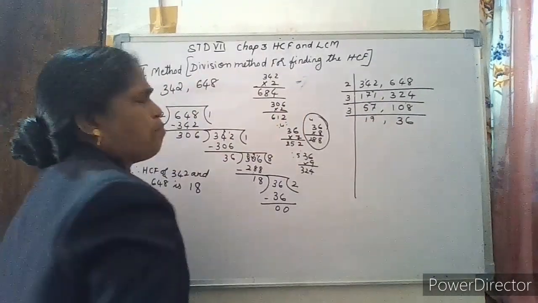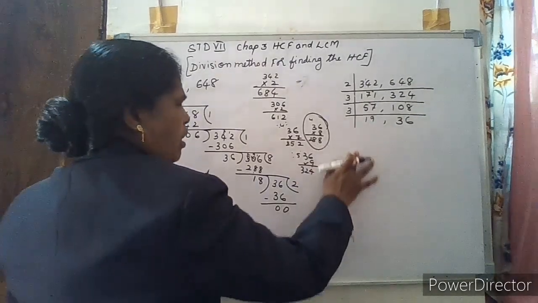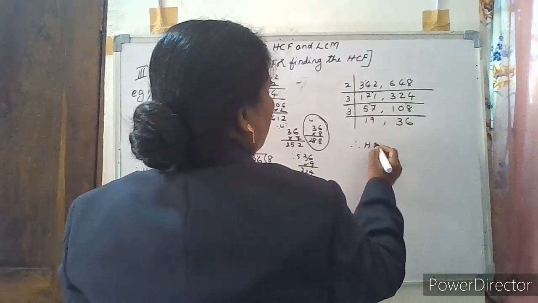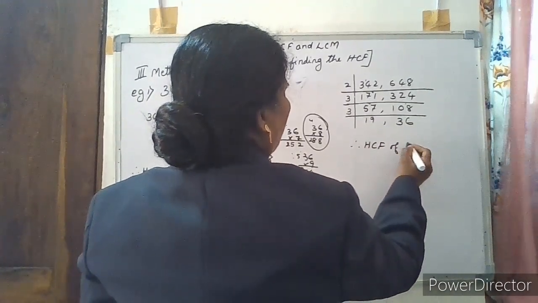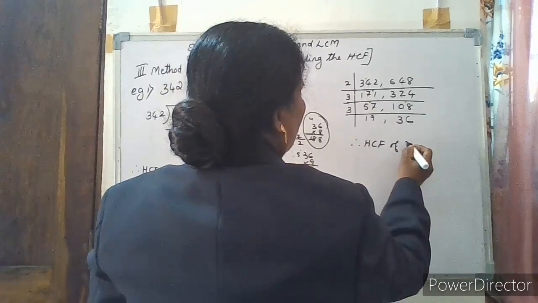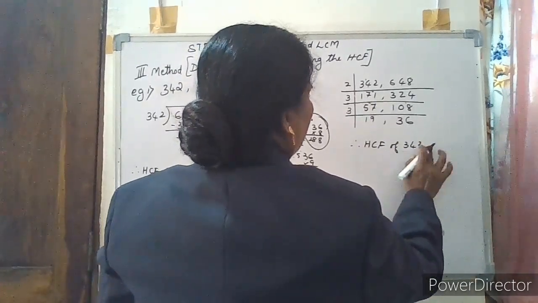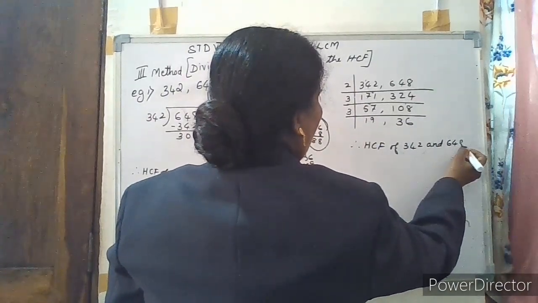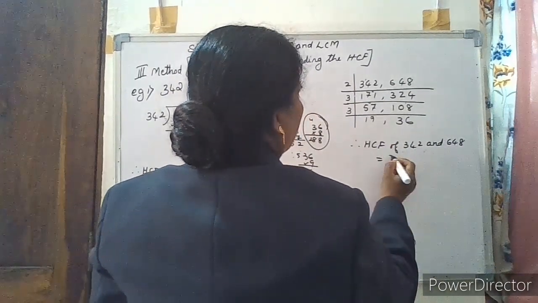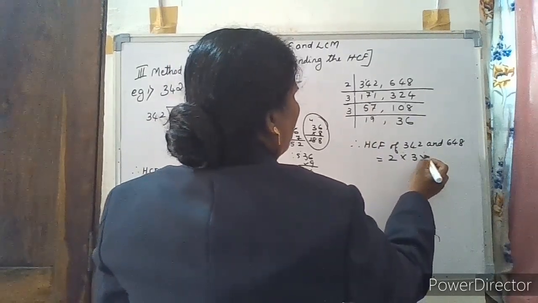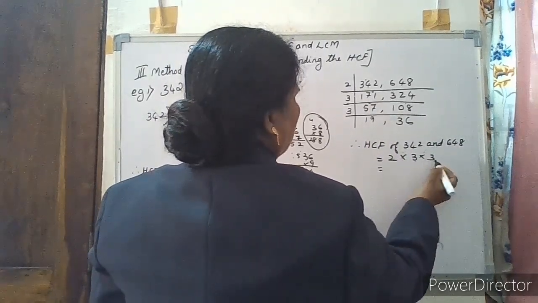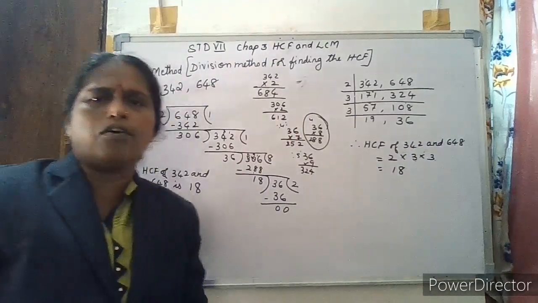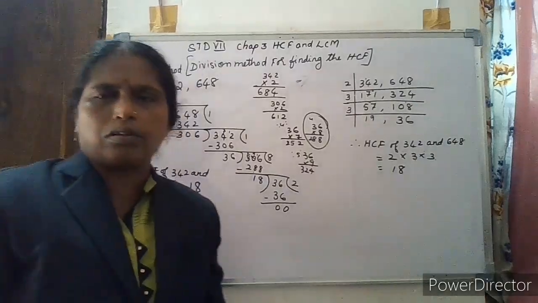Now 19 is a prime number, so we cannot do division more. So therefore here HCF of 342 and 648 is equal to 2 into 3 into 3. 2 3s are 6, 6 is 18. So 18. So we have got it in this way by division method.